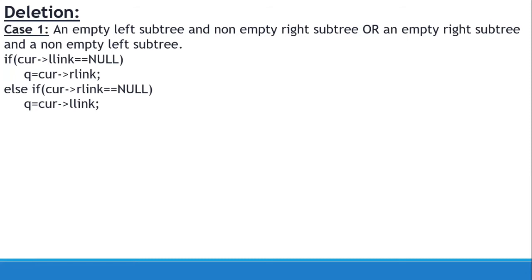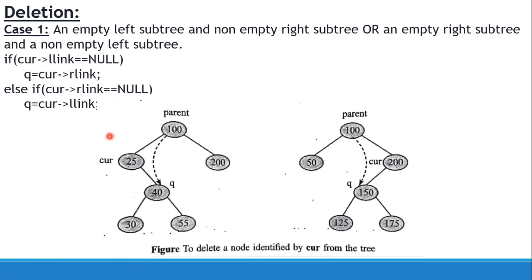There are two cases while deleting. One is an empty left subtree and a non-empty right subtree. Another one is a non-empty left subtree and a non-empty right subtree. Case 1, an empty left subtree and a non-empty right subtree. In this, if current of L link equals null, meaning the left subtree is empty, the non-empty right subtree is saved. And if the right subtree is empty, then the non-empty left subtree is saved. So this is the diagram.